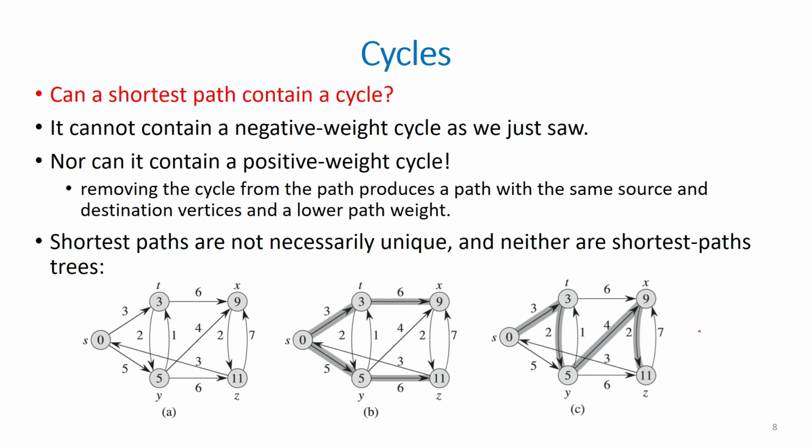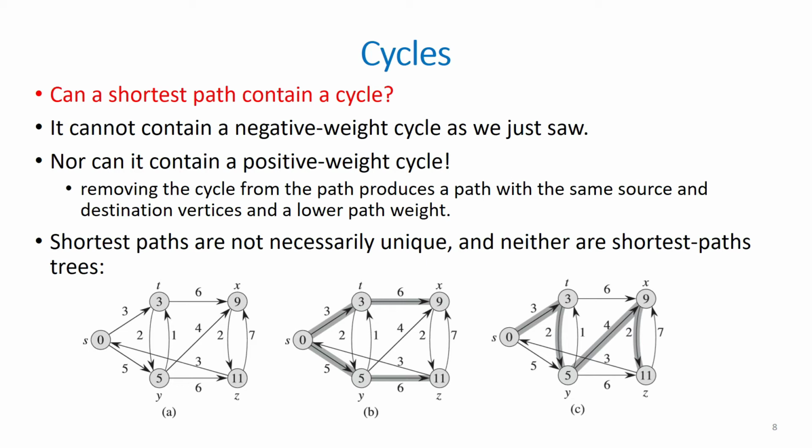Therefore, the interesting question would be, can a shortest path contain a cycle at all? If the cycle is a negative weight cycle, we saw that it cannot contain it because it reduces the distance from the source to any particular node on that cycle every time you loop the cycle. So therefore, we cannot have a negative weight cycle in the shortest path. How about a positive weight cycle? We saw this as well. A positive weight cycle adds to the distance between two nodes. Therefore, we try to avoid the positive weight cycle as well.